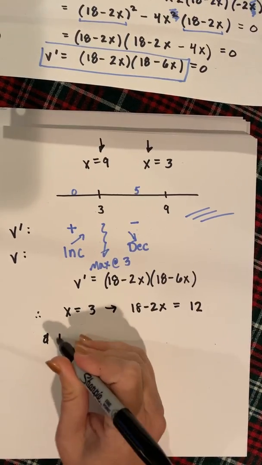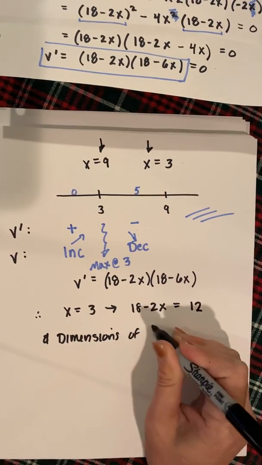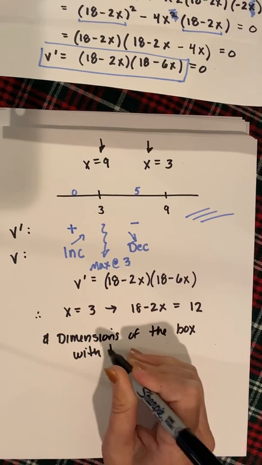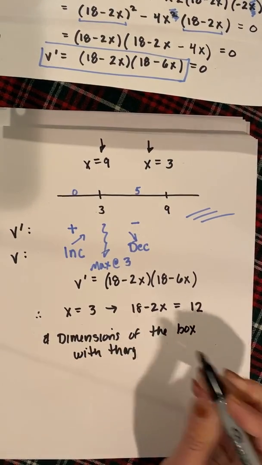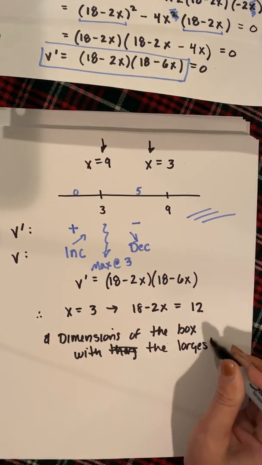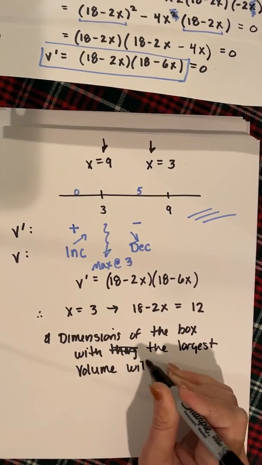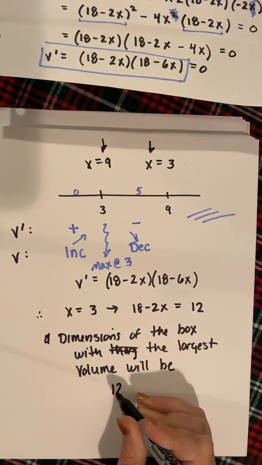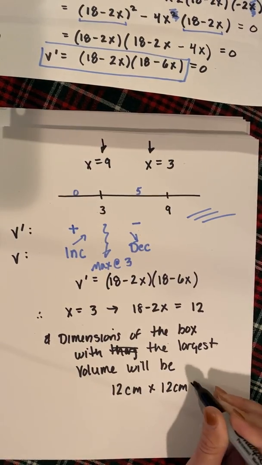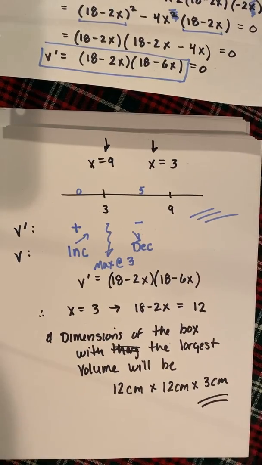And the dimensions of the box with the largest volume will be a 12 centimeter by 12 centimeter by 3 centimeter box. Here we go.